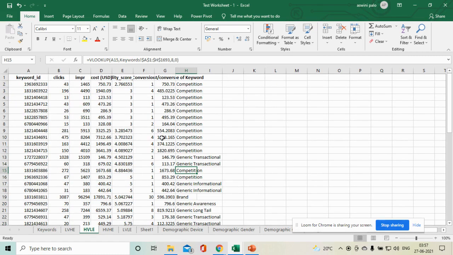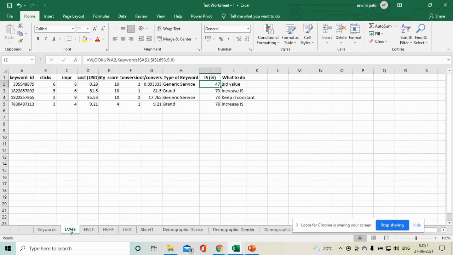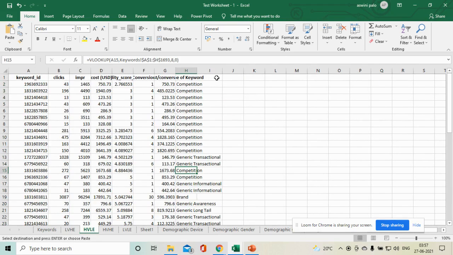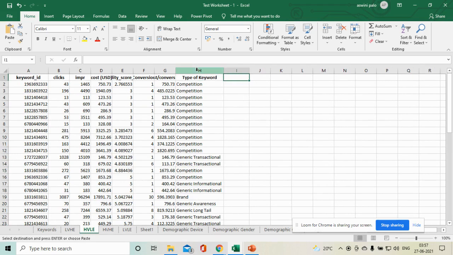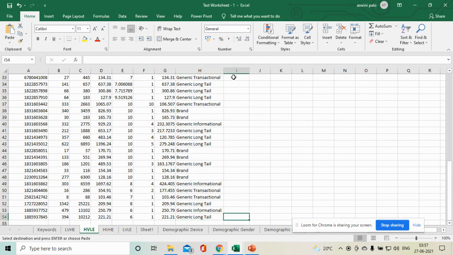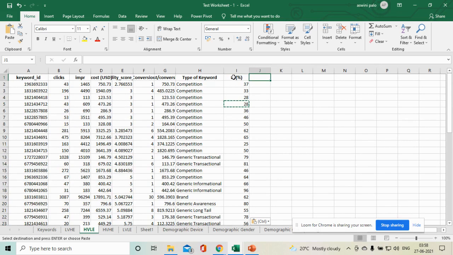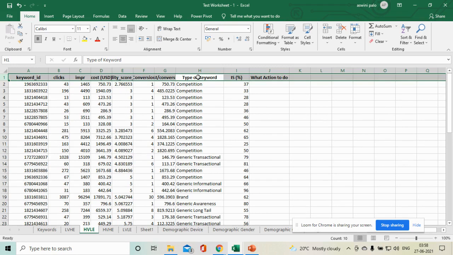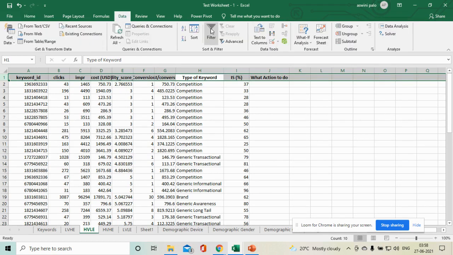Then coming to HVLE. Okay, now let's see here. Let me copy this, paste it here. Okay, so here we'll put what I am to do. Now this is a complicated case. Let's see what we can do here. So let's put a filter.